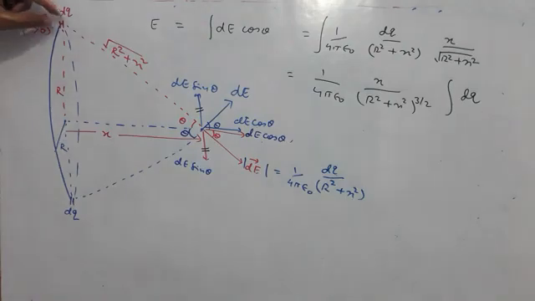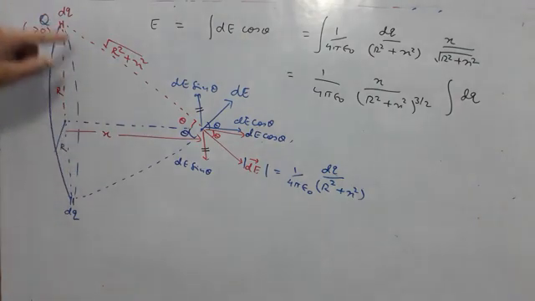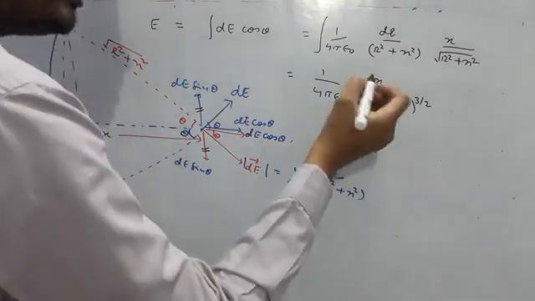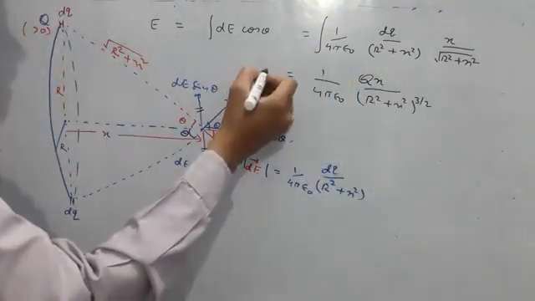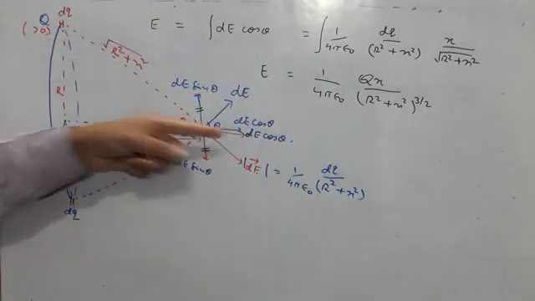Now dq was the small element on this ring. If you integrate dq, that will just add the charges on all the elements, and that will give the total charge on the ring, which is nothing but capital Q. So this will become capital Q, and that gives us the value of electric field, and the direction is obvious, it is along the axis.